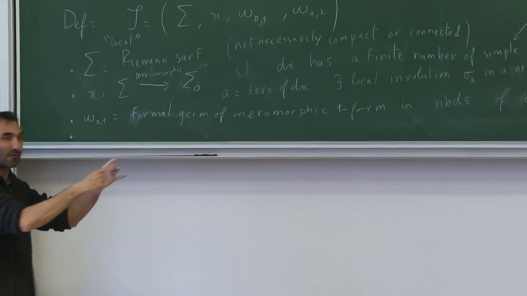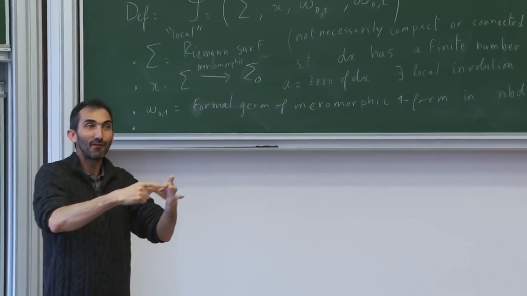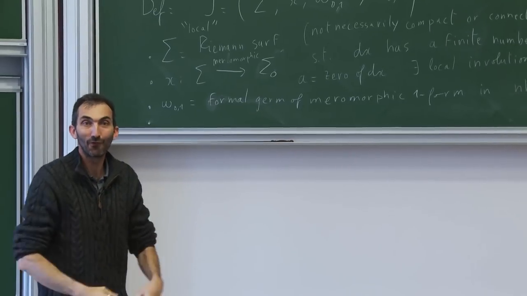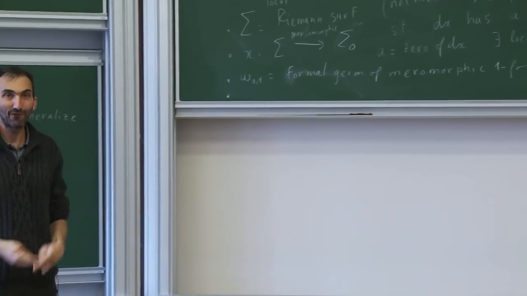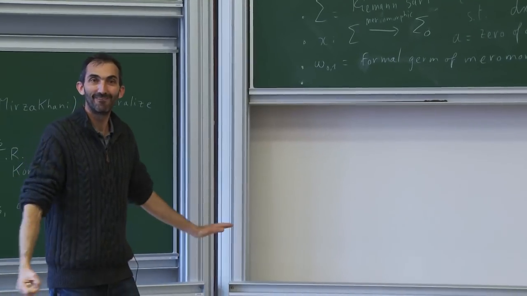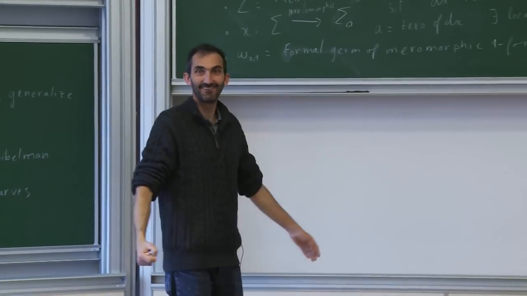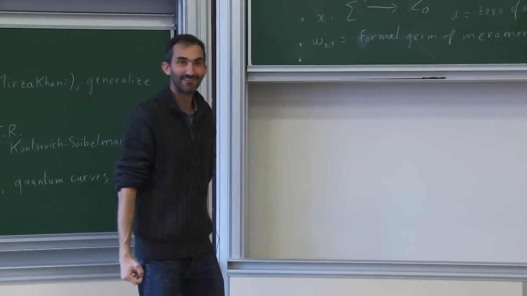But since everything is local, since in fact you just look at neighborhoods, a neighborhood of a Riemann surface is always a neighborhood of CP1. Maybe a C. Or C. Yeah, could be. Just a disk, in fact.